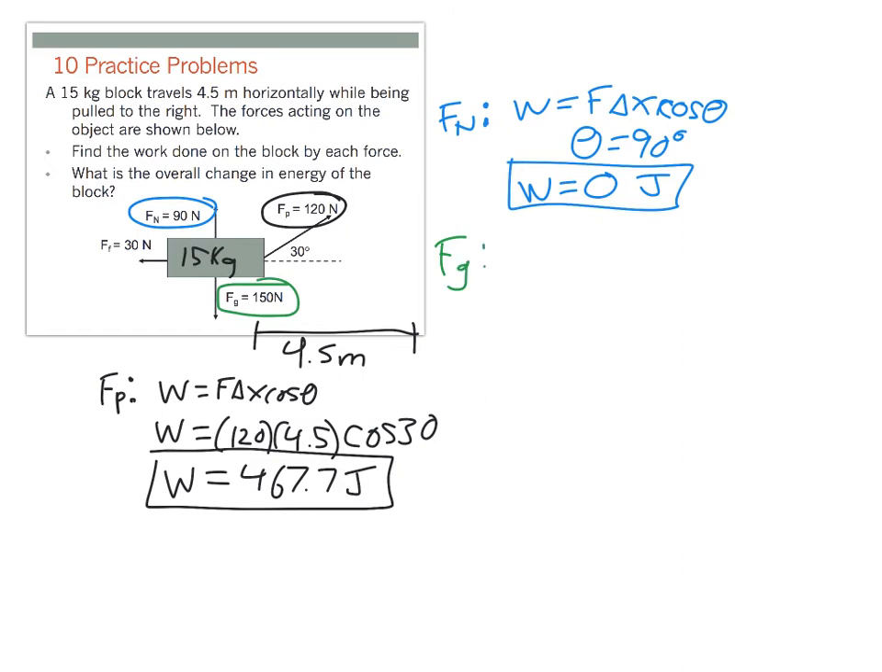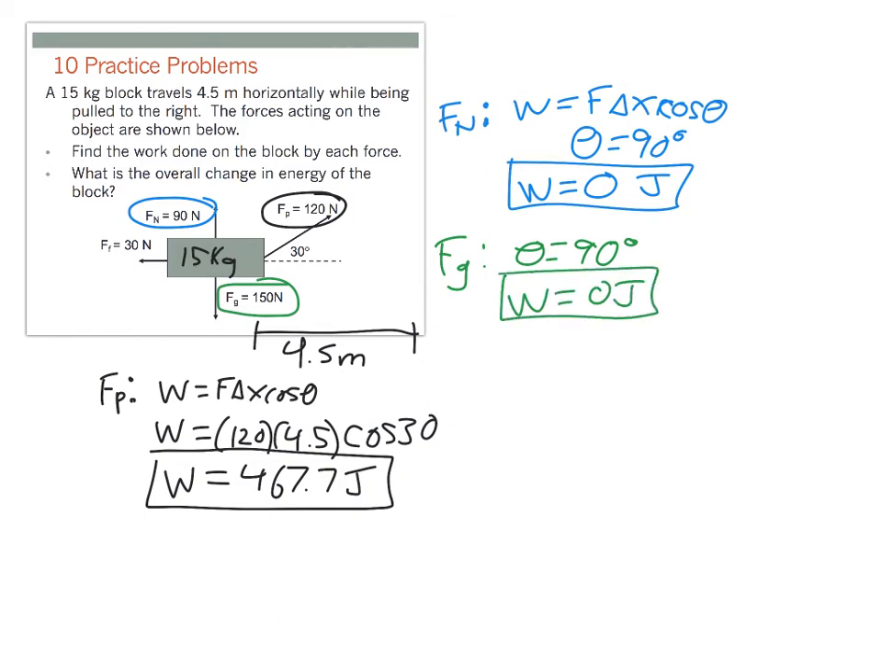For the force of gravity, same idea, but once again my angle is 90 degrees. The reason is the force of gravity goes straight down, the displacement is to the right, so the angle between down and right is 90 degrees. That means that the work done by gravity is also going to be 0 joules.